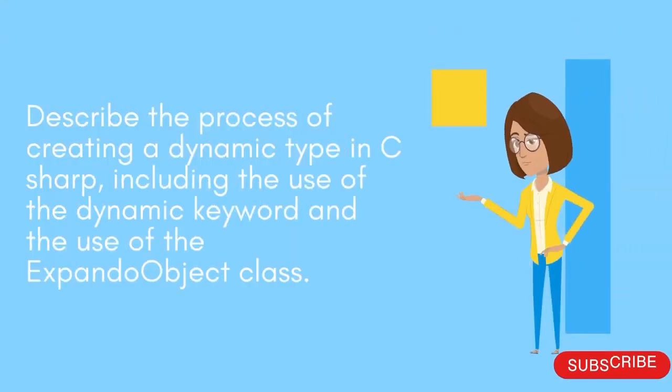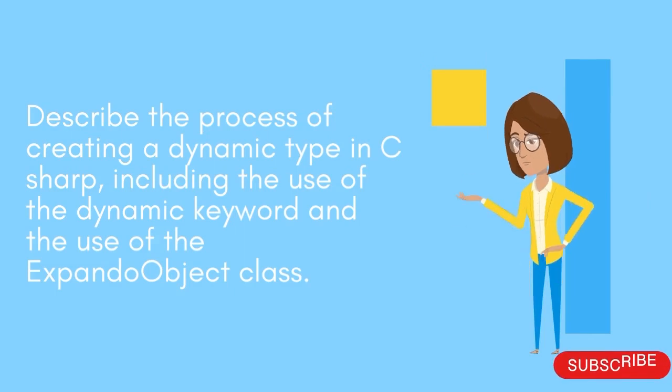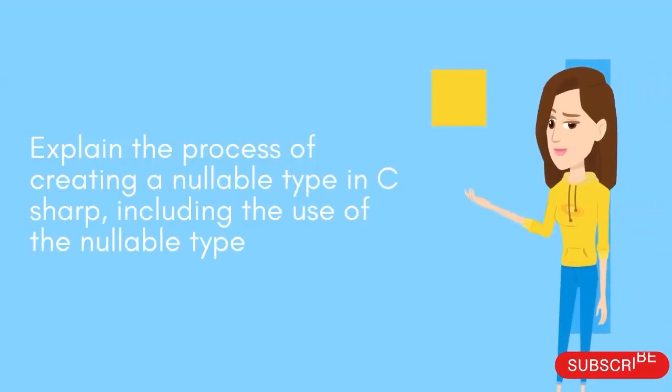Describe the process of creating a dynamic type in C#, including the use of the dynamic keyword and the use of the ExpandoObject class. Explain the process of creating a nullable type in C#, including the use of the Nullable type.